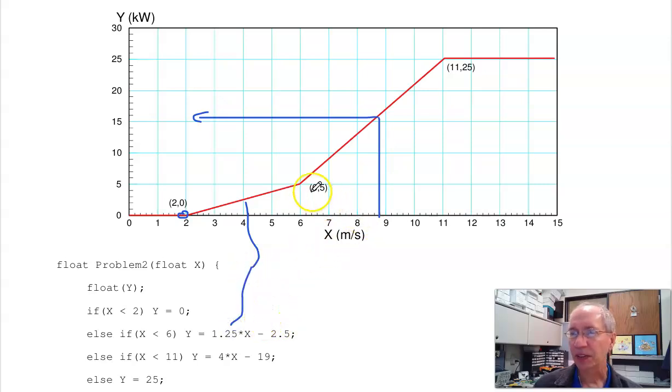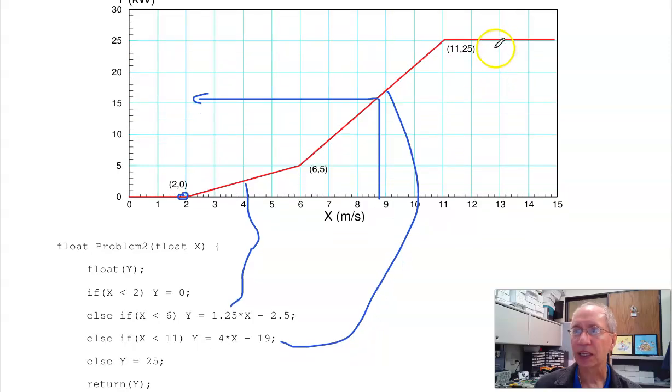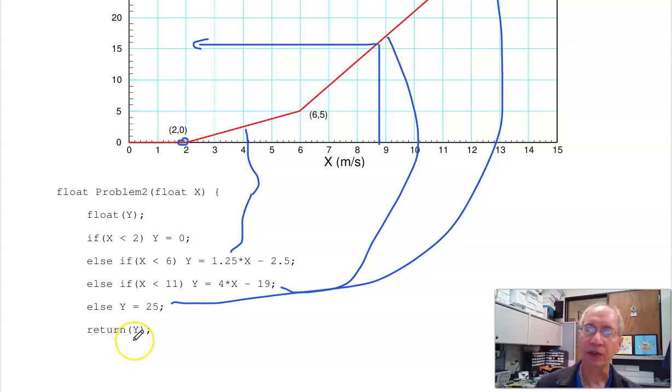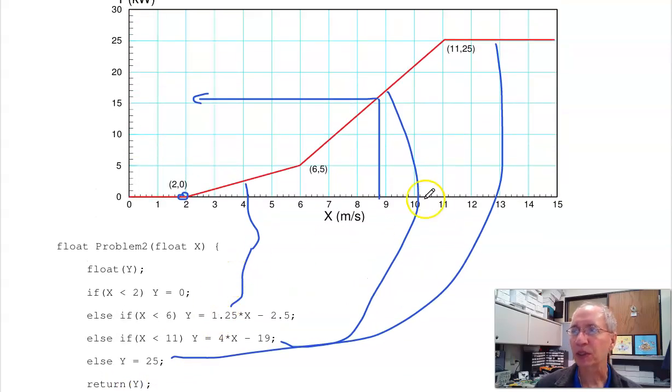Else, if X is bigger than 6 and less than 11, I'm on this part of the curve. This one has a slope of 4, and the offset, if I plug in 6, I should get 5. And finally, if all that fails, it's a constant 25. Once I find Y, I'll return it, and there's my subroutine. So now if I pass a number like 8.8, it should return right around 16.